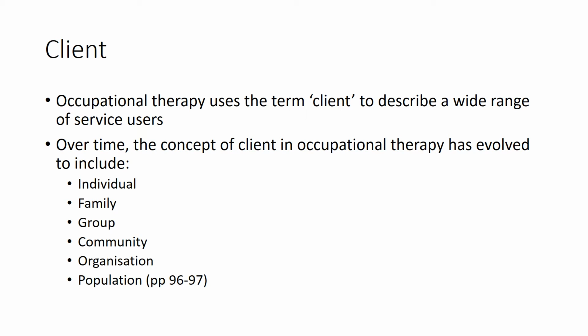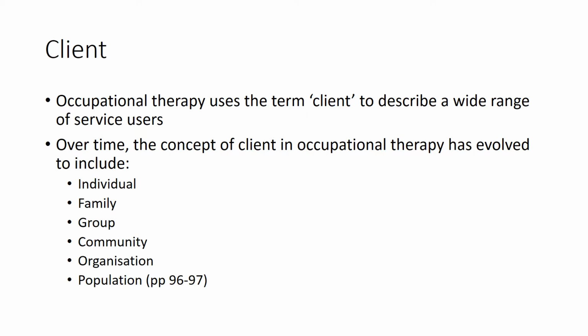Another key concept within this model is the concept of the client. So this term has been used as a business type term. It's used to mean the person that we provide services with. So if you're thinking about a client term, you might think of it in terms of a payer and payee type relationship. So someone who's providing a service and someone who's contracting a service or receiving a service. But we use this term to describe the wide range of service users that occupational therapists practice with.